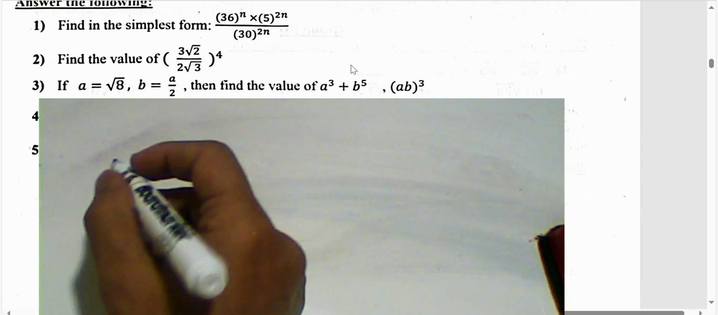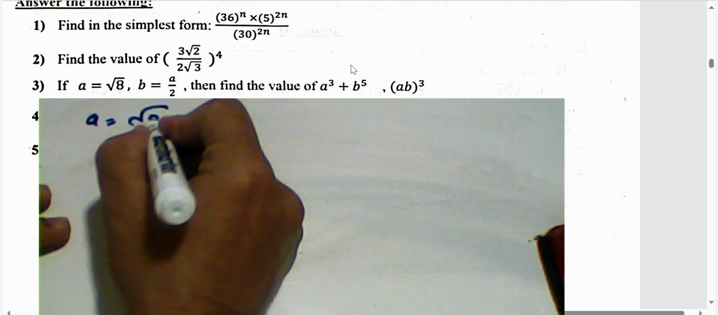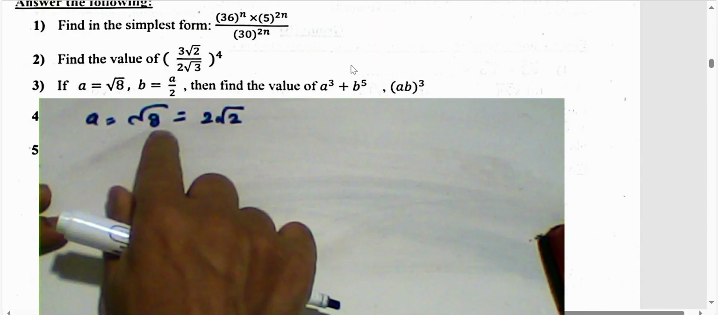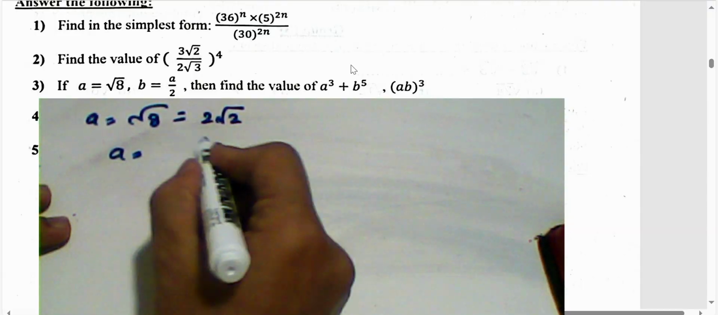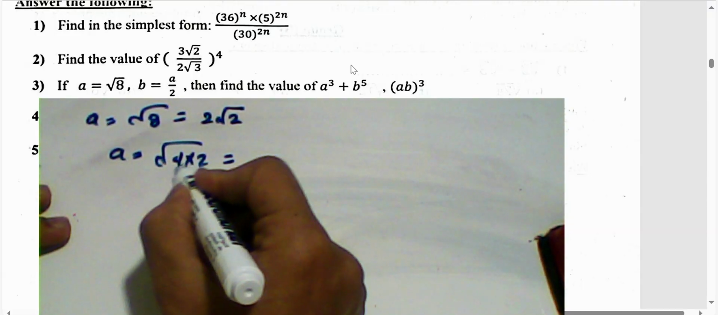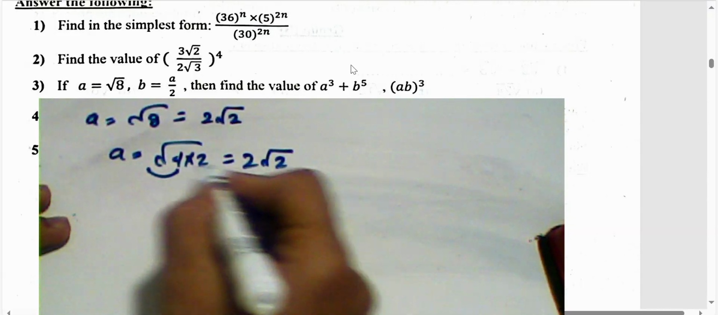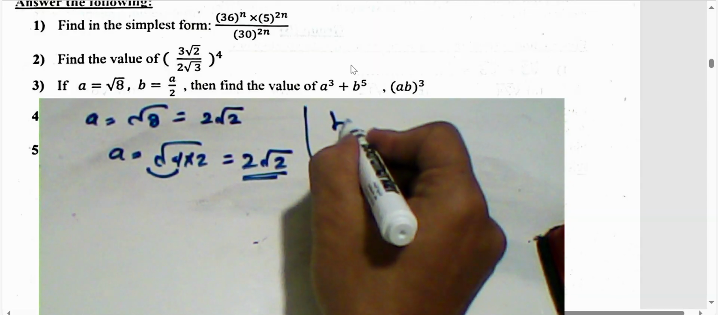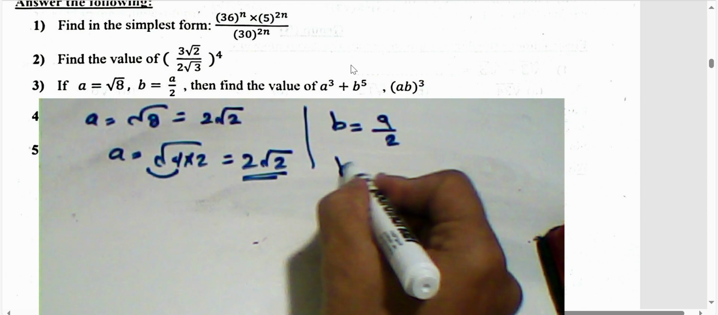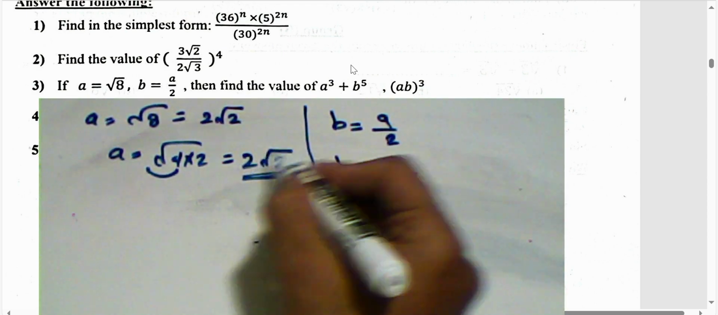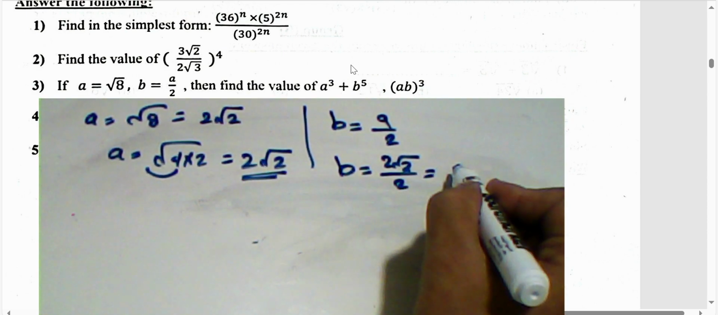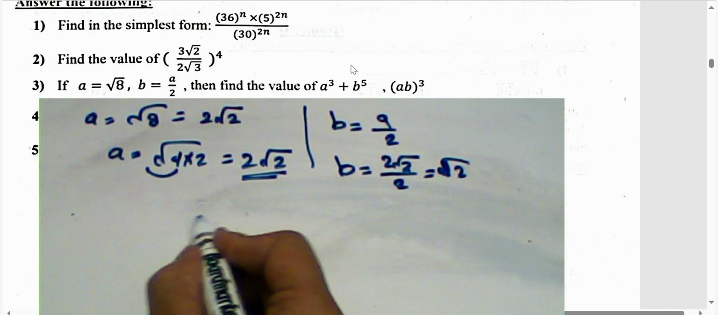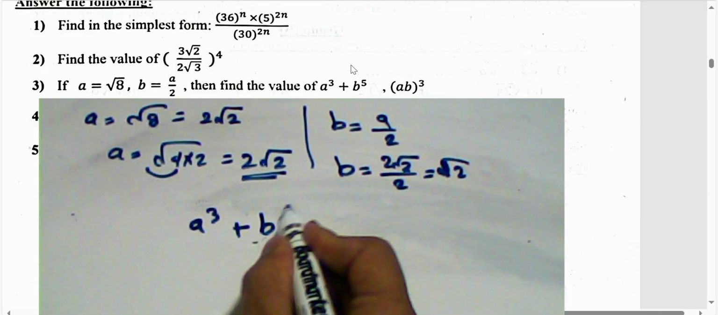If a equals square root of 8, the value of a equals square root of 2 root 2, because 8 equals 4 times 2 and square root of 4 equals 2 and root 2. Then the value of a equals 2 root 2. And he gives us this information, b equals a over 2. Then the value of b is half of a. Right, 2 root 2 over 2. This is the value of b equal root 2. Okay, he wants to find a power 3 plus b power 5.